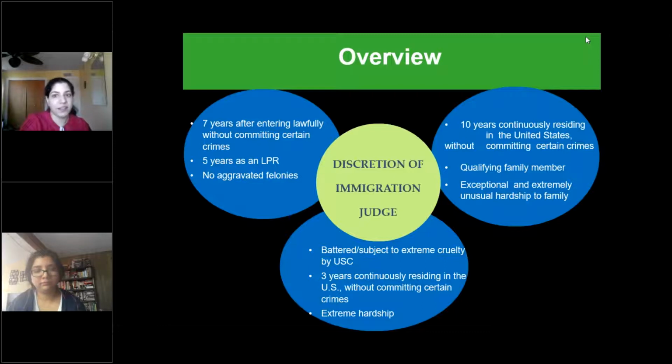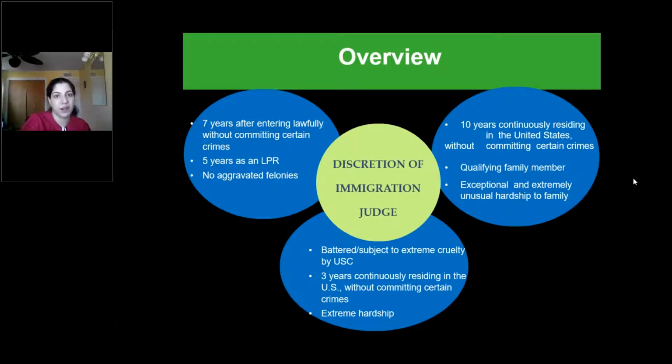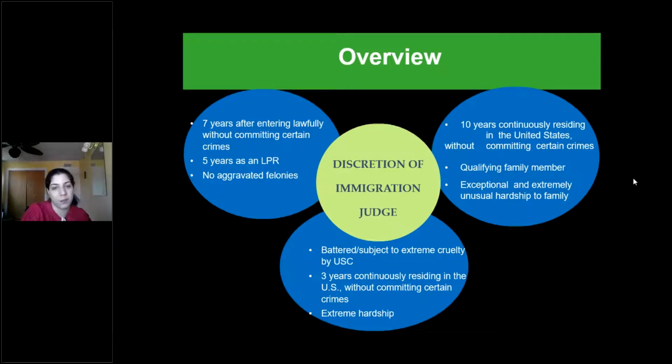For non-LPR cancellation, you have to have been living in the US for at least 10 years, have qualifying family members, and establish exceptional and extremely unusual hardship to those family members. So there are several additional requirements for non-LPR cancellation in terms of family and hardship that aren't present otherwise.